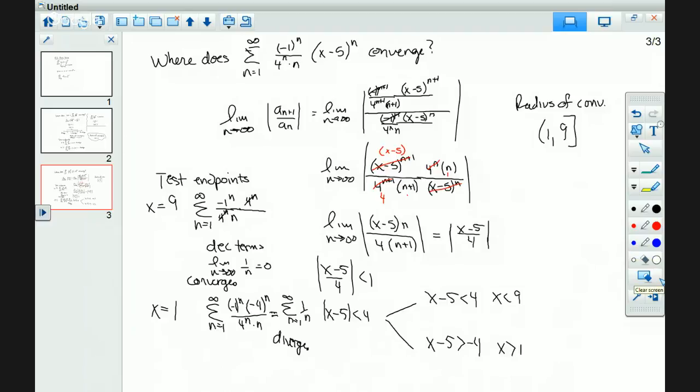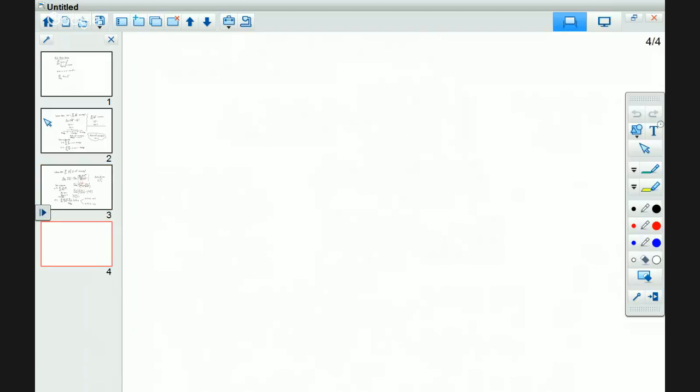Do you want to see one more? I've got example 3 here. Do you think you can handle it? It's another ratio test. It's the same procedure. But it shows you different results, so I'm not asking. Where does this converge?